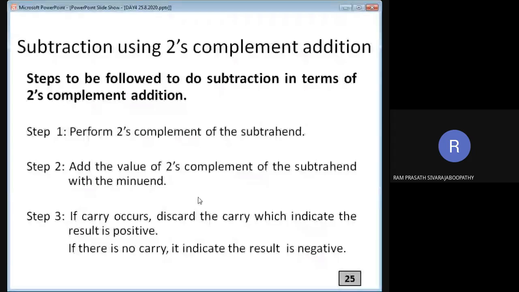In this particular 2's complement addition, if a carry occurs, discard the carry, which indicates the result is positive. If no carry occurs, it indicates the result is negative.